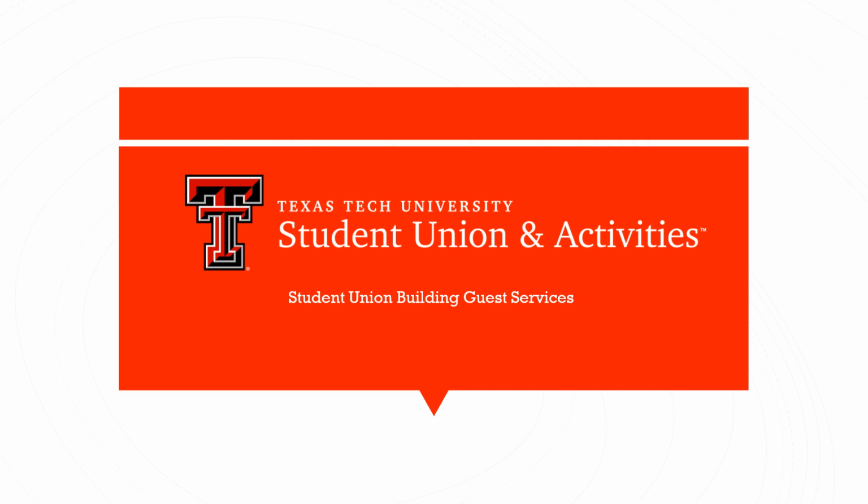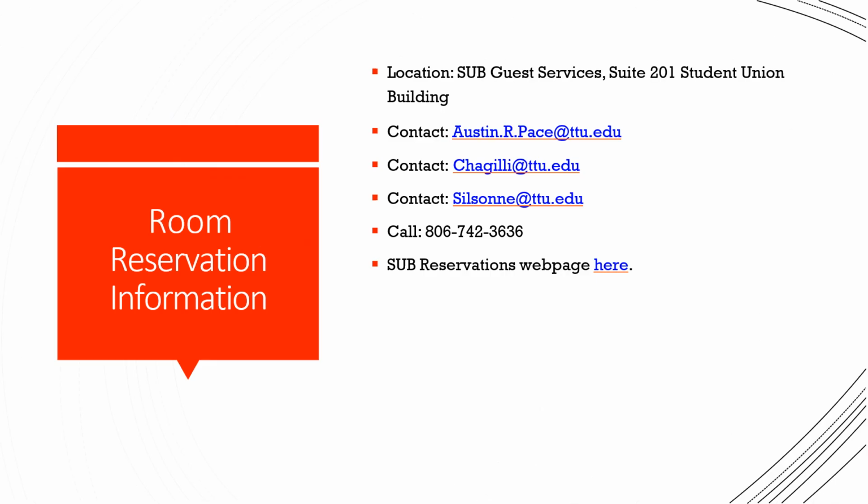I'll be walking you through our training module for your student organization. Student organizations can take advantage of our room reservation services here at the sub. In order to make a reservation, you have a few options. First, you can visit us in Suite 201 of the Student Union Building, where most of our services are located. You can also contact any of the 3 email addresses: myself, Austin Pace, Chuck Gilliard, or Silas Sonnenberg.